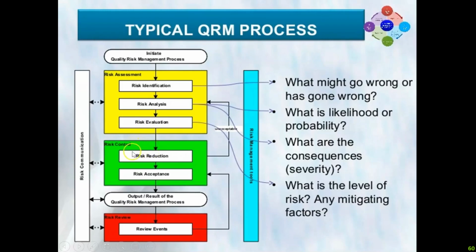When we come to our risk control, what can we do to reduce the risk that we've identified? Are there things we can put in place to reduce that risk so it's more amenable to us? Or in certain cases, we might say, well, we're prepared to accept that risk because it's low or medium risk and we're not really too worried about it.